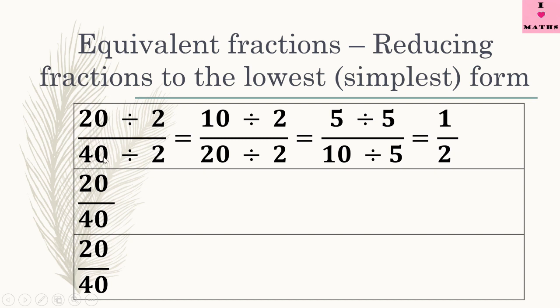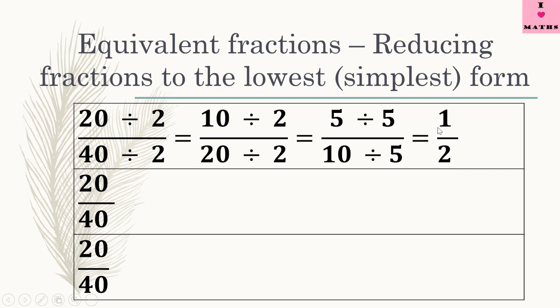It means 20 upon 40 also is half only. So 20 upon 40 is equal to 10 upon 20 is equal to 5 upon 10 is equal to 1 upon 2. And 1 upon 2 is the simplest form. Why is it the simplest form? Because it cannot be divided by any common number. The numerator and denominator cannot be divided by any number and further reduced into some other fraction. So this is in the simplest form.